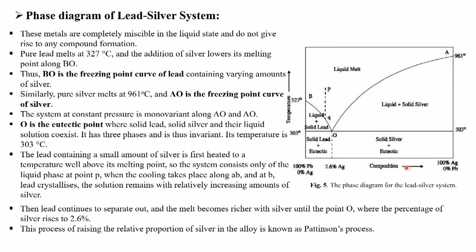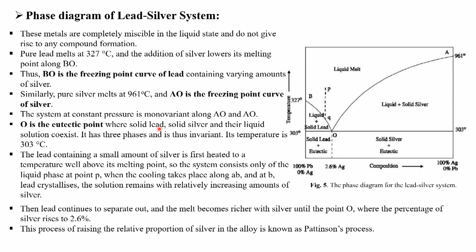So if we keep on adding silver here, at this point we have 100% lead, and this is the point where we get 100% silver. So we keep on increasing silver along this direction, and we get this curve BO. This BO is the freezing point curve of lead containing varying amounts of silver. Similarly, pure silver melts at 961 degrees Celsius, and this curve AO is the freezing point curve of silver.